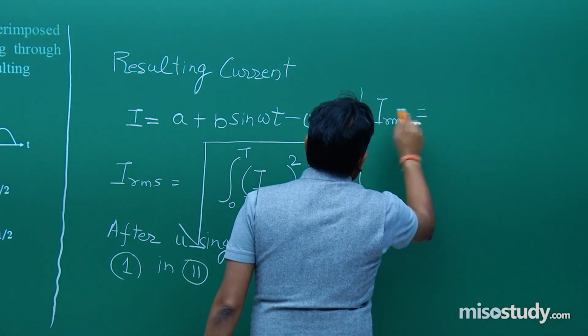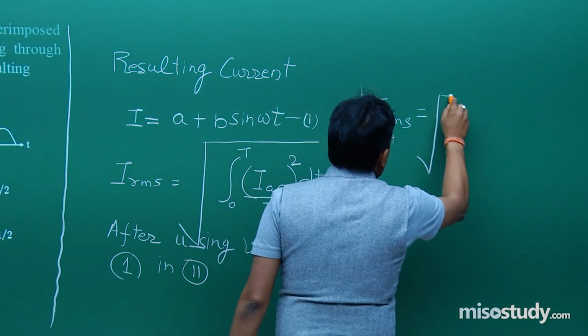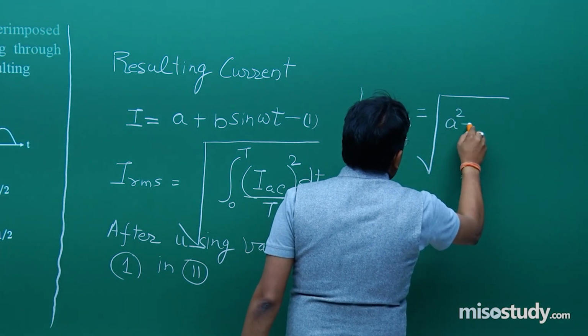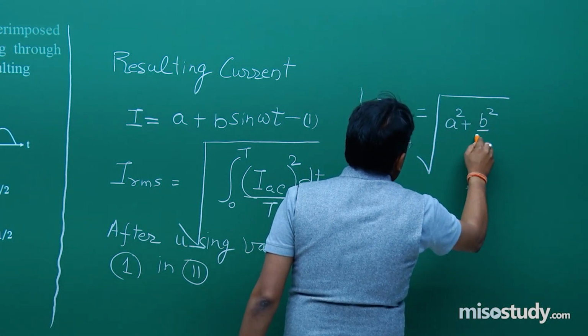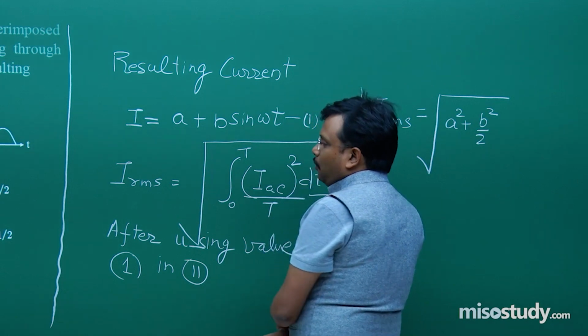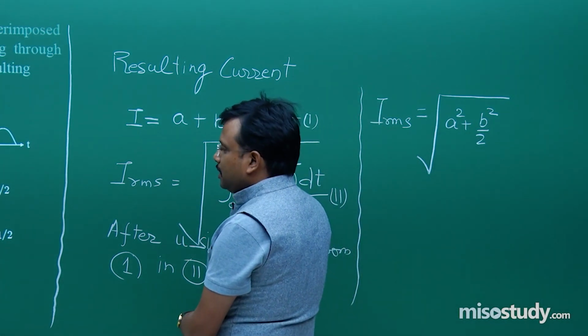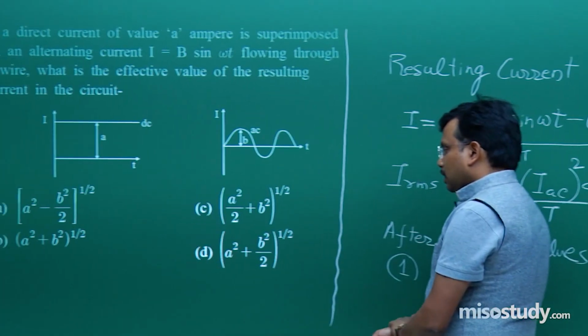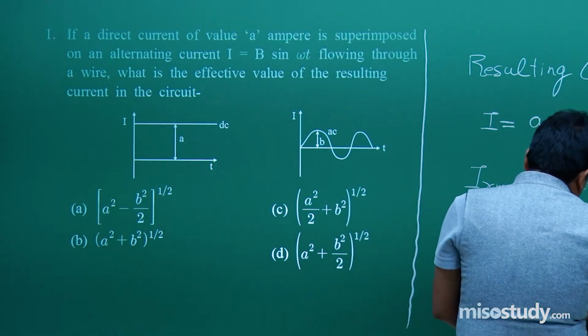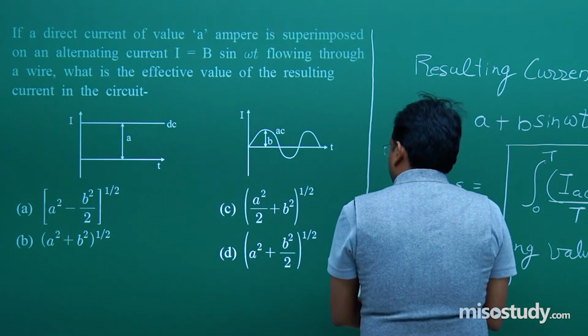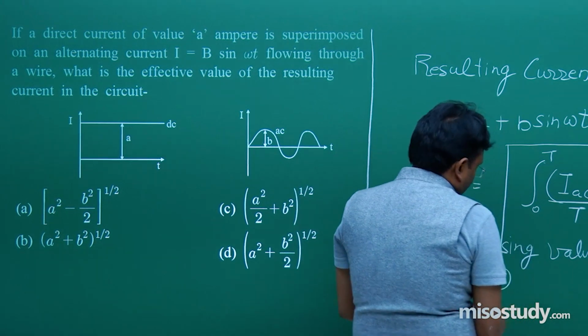IRMS is equal to under root a square plus b square by 2, fine. Now I would like to request you, please move for this discussion. So accordingly it's your answer, fine, a square plus b square by 2 whole to the power 1 by 2, fine.